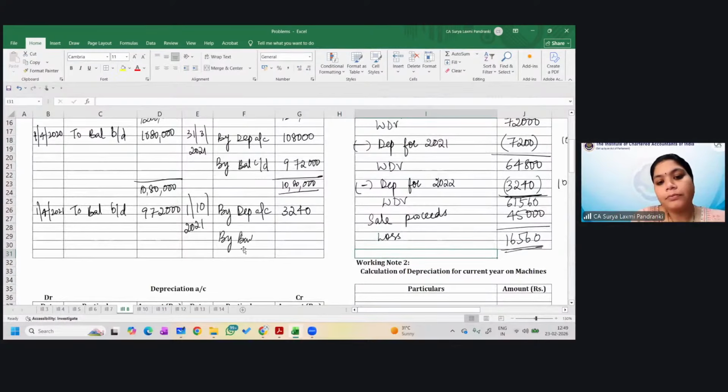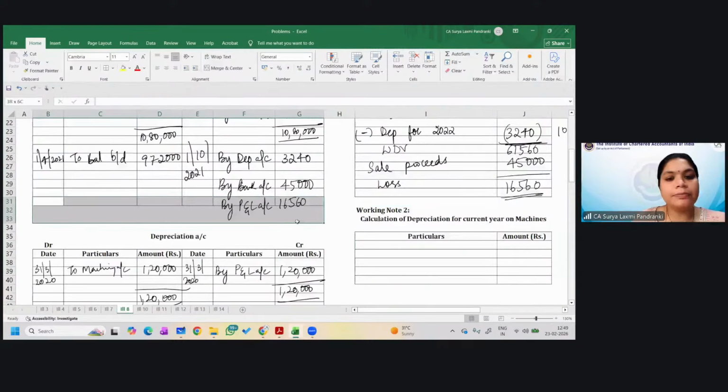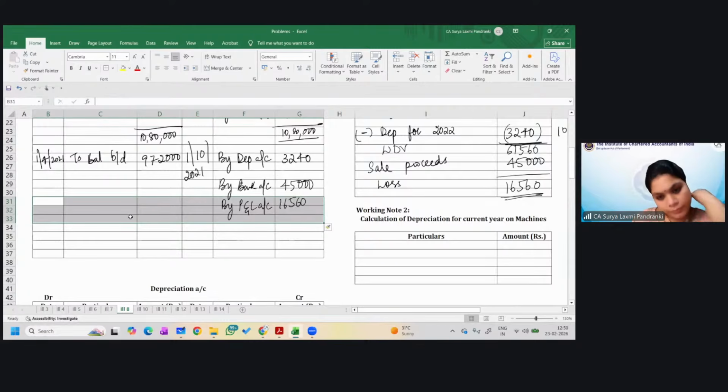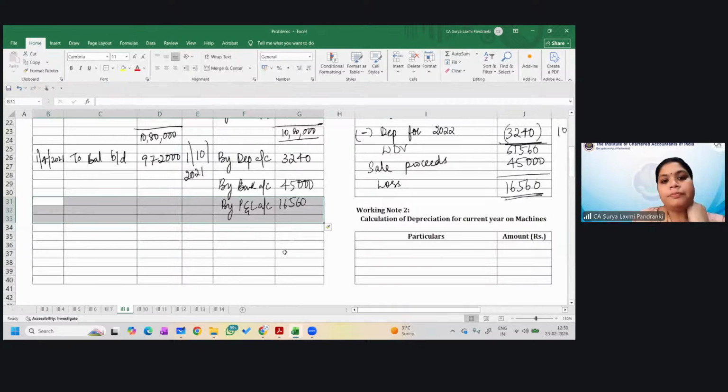Then by bank account, the sale proceeds is 45,000, and then by P&L account, the loss is 16,560. All these three have to be written. Are we clear with this? This is done. Okay. So on 1st October, it is done.